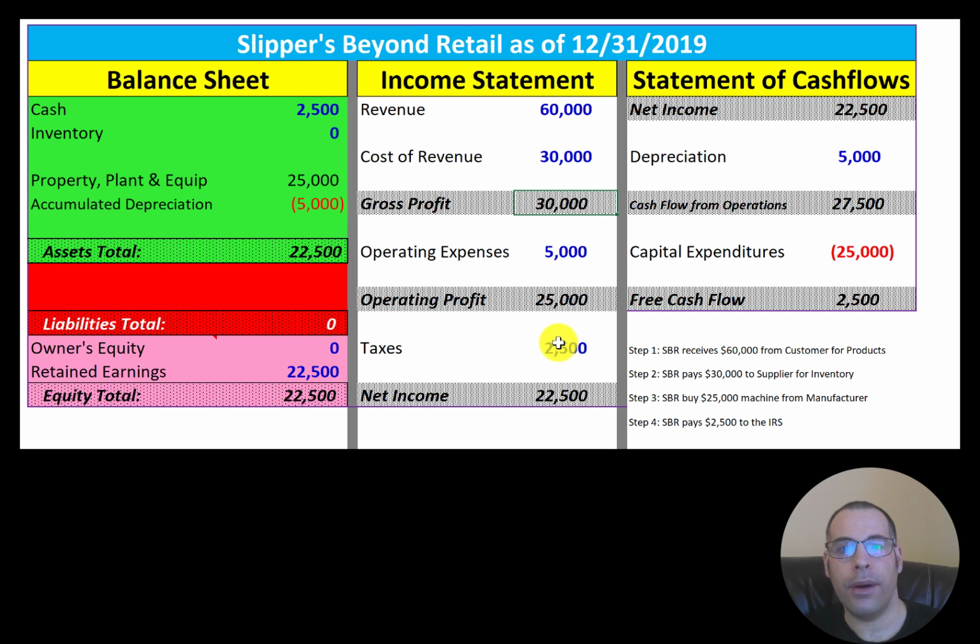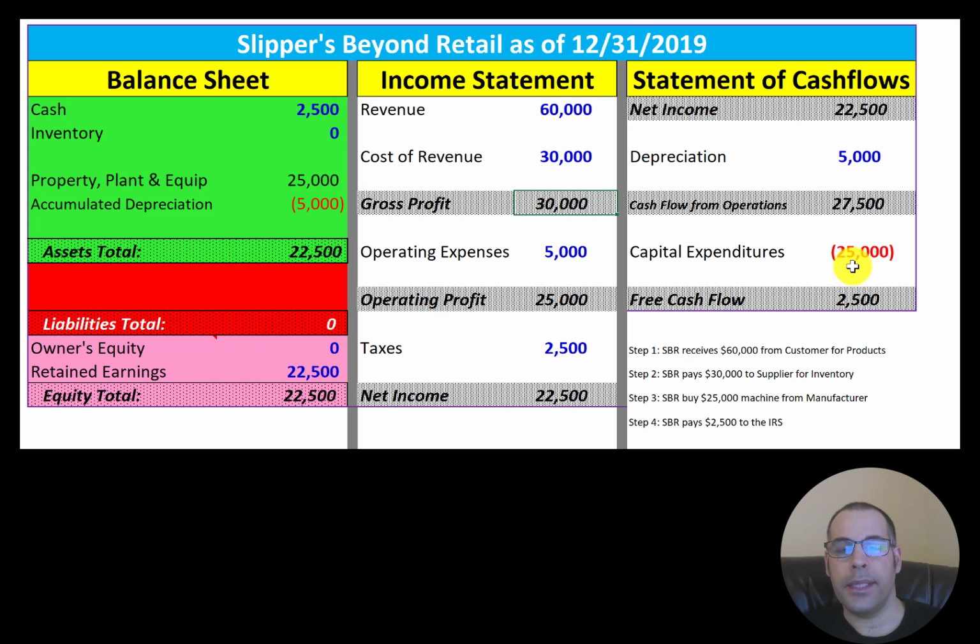$30,000 minus $2,500 is $27,500. That's how much cash our operational business generated in 2019. But remember, also in 2019, we bought a machine for $25,000. That detracts cash because we had to pay for that machine. So we have a capital expenditure of $25,000. So our free cash flow for 2019 was cash flow from operations minus CapEx, $2,500.